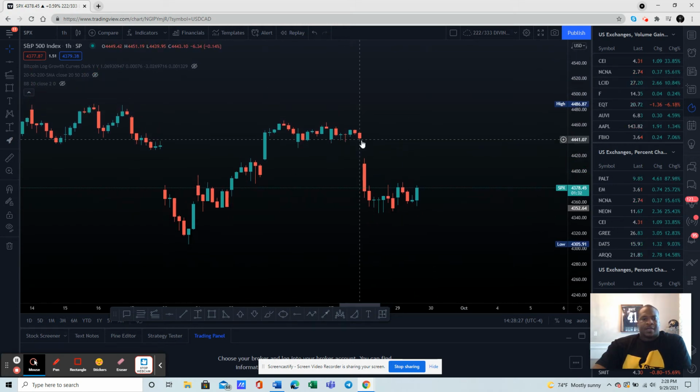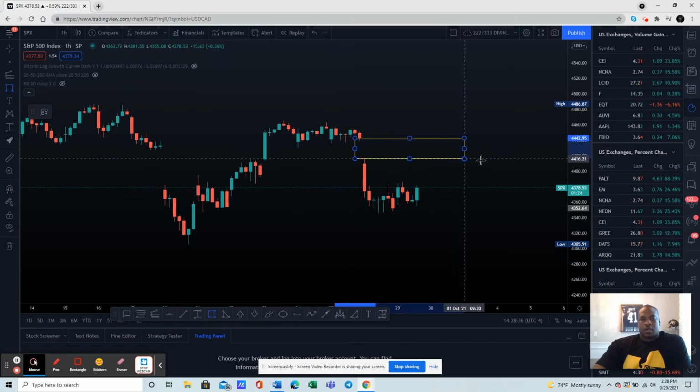We got a gap down for this morning. Now, since we had a gap down, we do want to keep this area in mind.